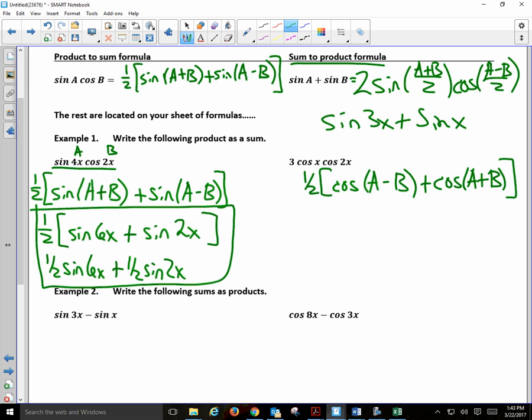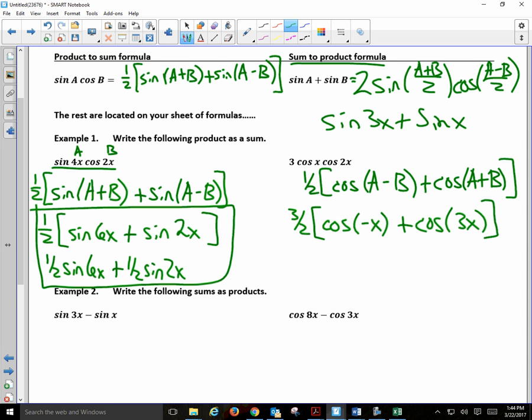Okay. Sweet. Oh yeah, so I got this 3 out front, so it's 3/2. What's angle A? X minus 2x. Negative x. Oh yeah. All right. Plus cosine of 3x. Now you cannot leave a negative angle.